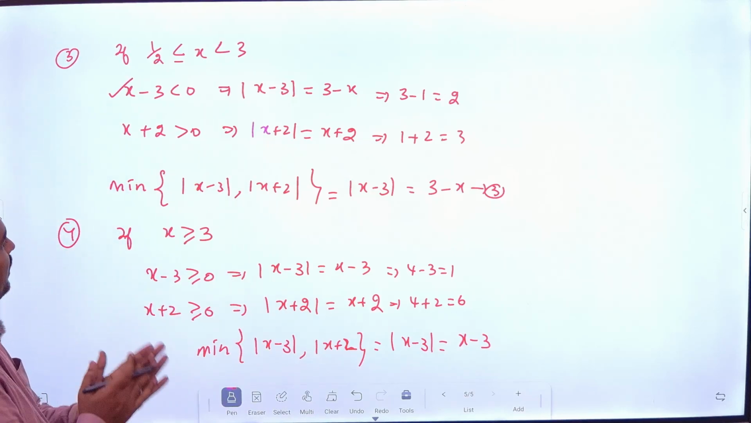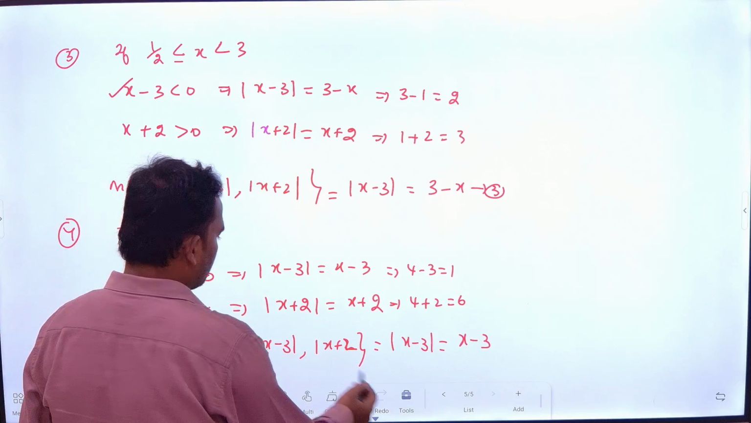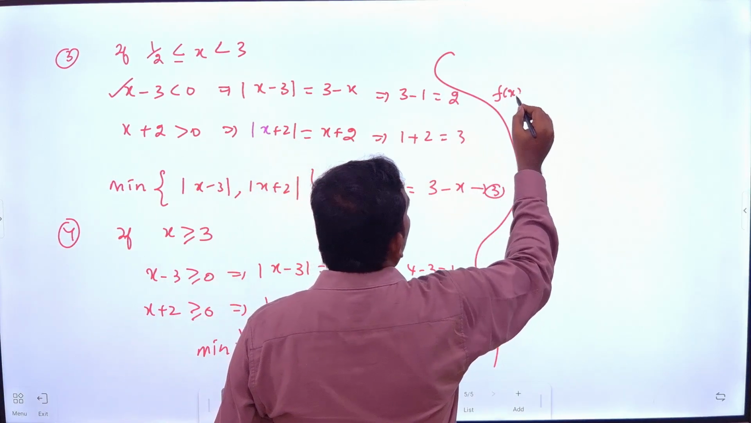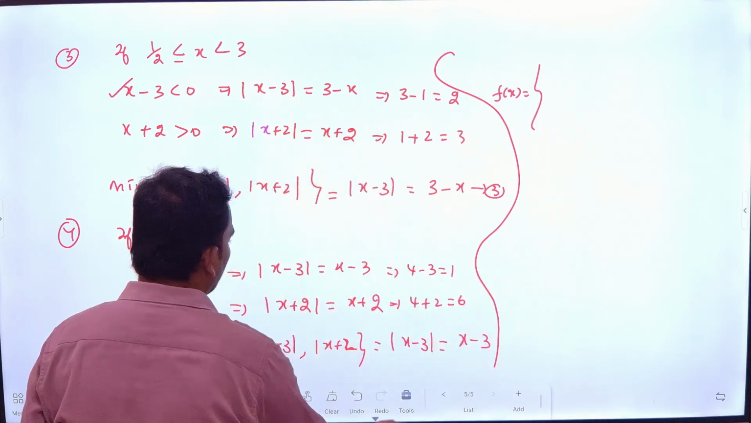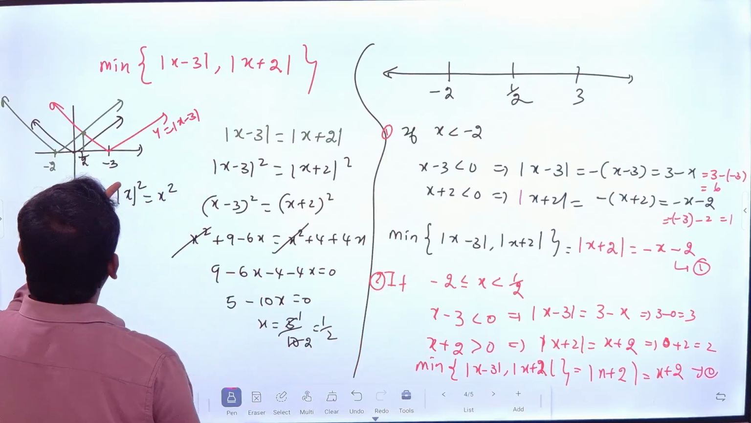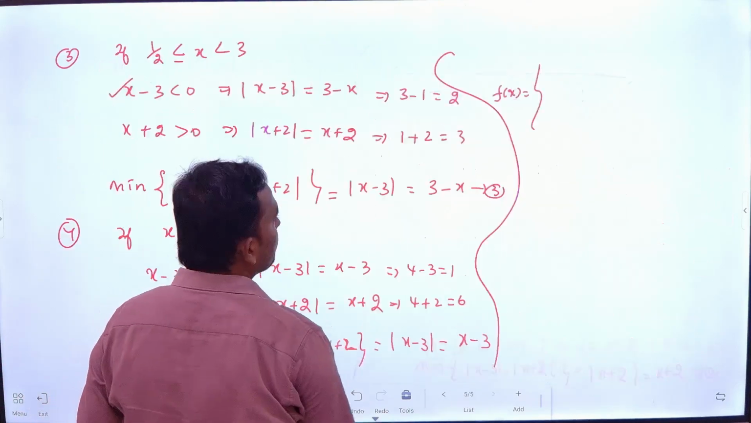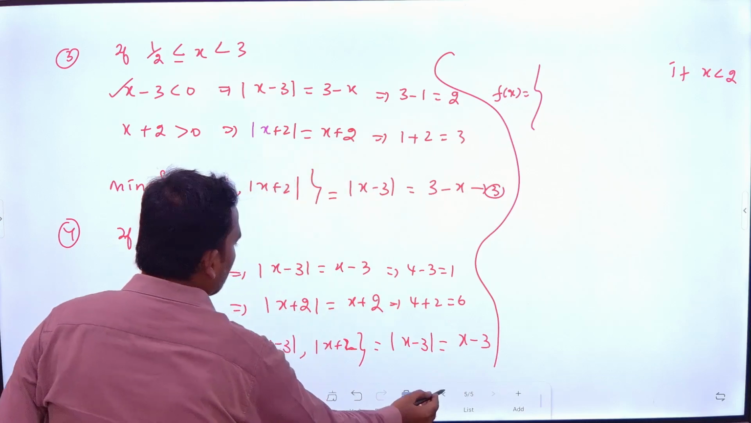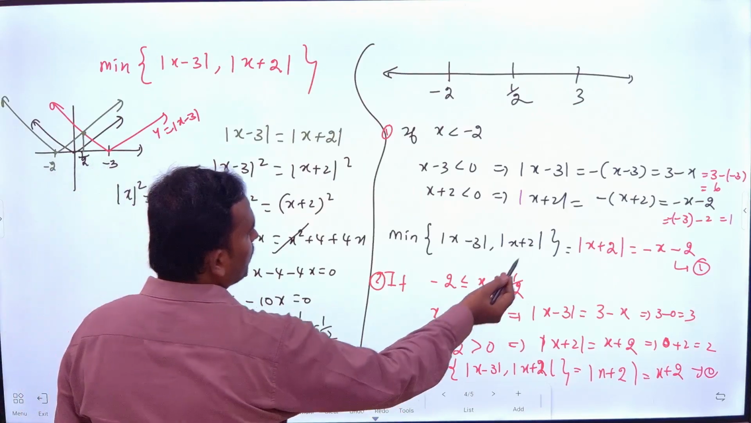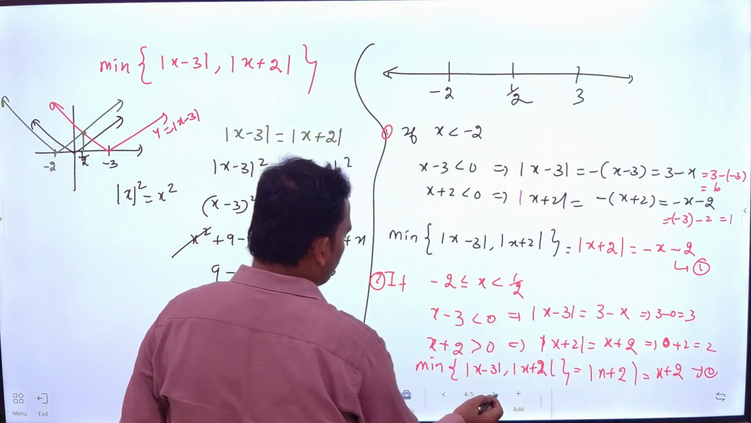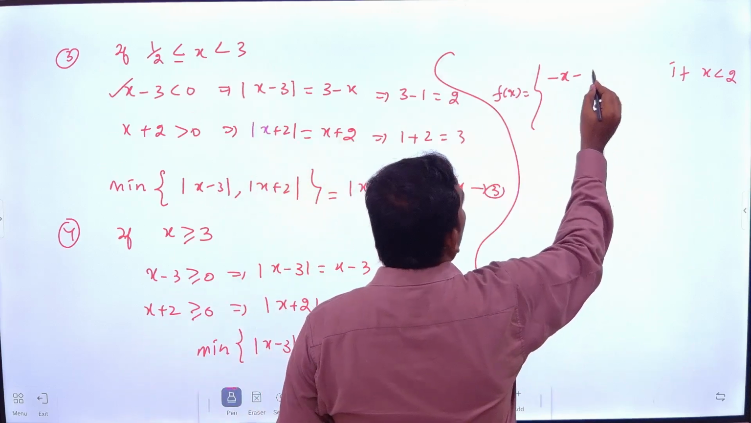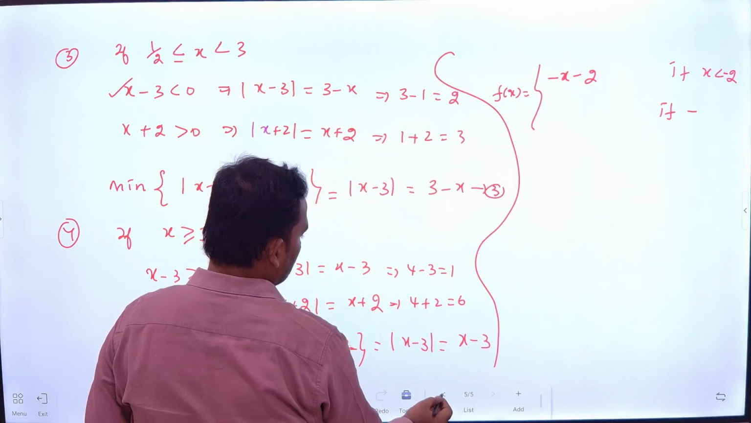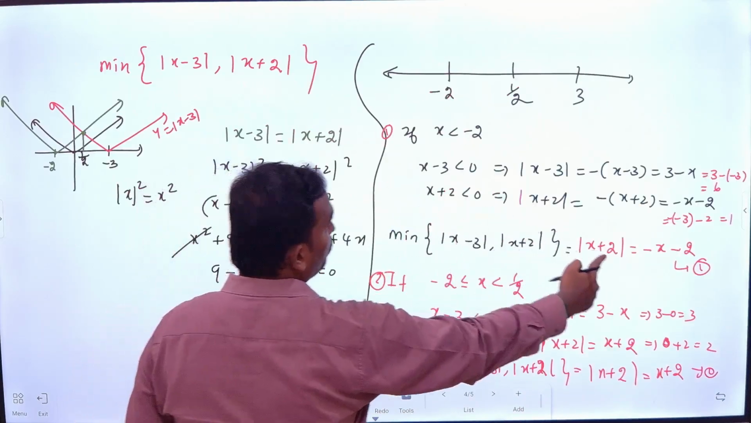Okay, so we redefine this function quickly, right? How to redefine this? So f of x here, you can write the minimum. First interval is what? When x is less than minus 2, which is the minimum here? The minimum here is minus x minus 2, right? Yes, check once. X is less than minus 2, minus x minus 2.